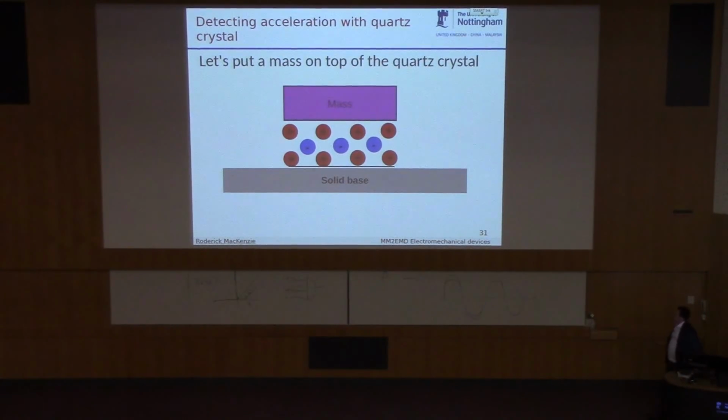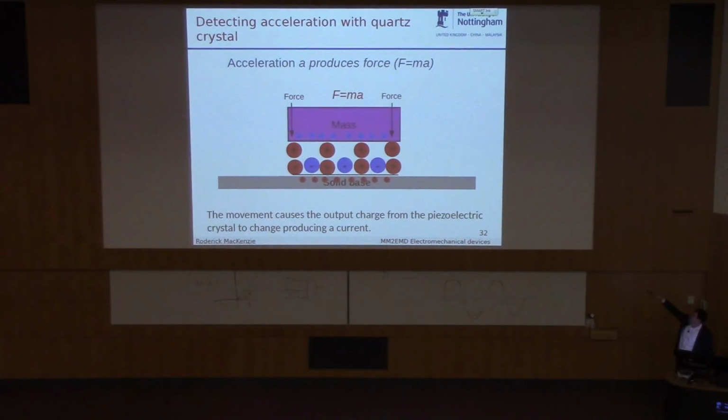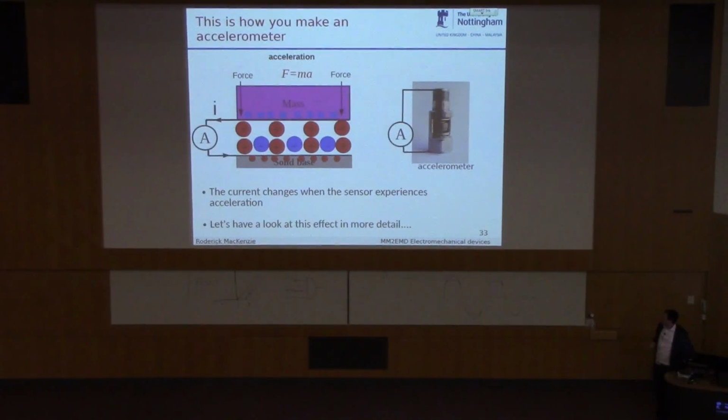What we can do is slap a massive weight on top of our quartz crystal. Because we know F equals ma, when we get acceleration, this mass is going to press down on our crystal and squish it and produce charge. So there we go. We've got F equals ma making some charge on the side of our quartz crystal. We can slap an ammeter onto our quartz crystal and measure this charge that's coming off it.